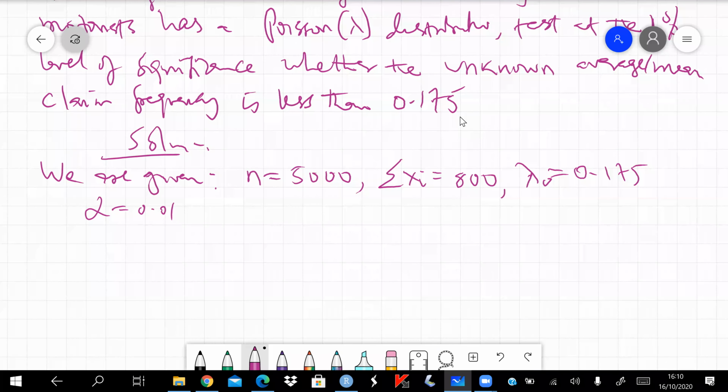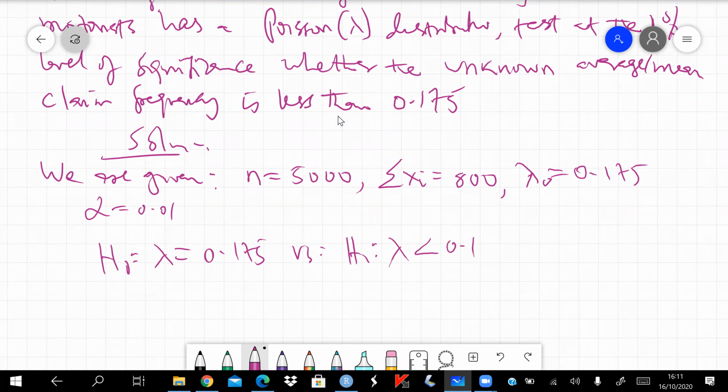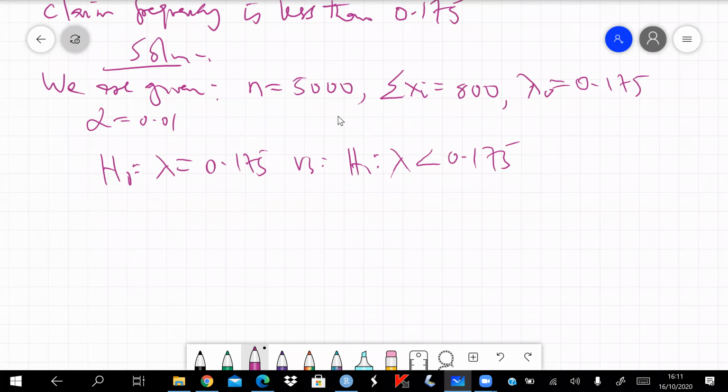Okay, so we are testing the hypothesis H naught, that lambda is 0.175, versus H1, that lambda is less than 0.175, which is calling for a lower tail test. Now the test statistic.